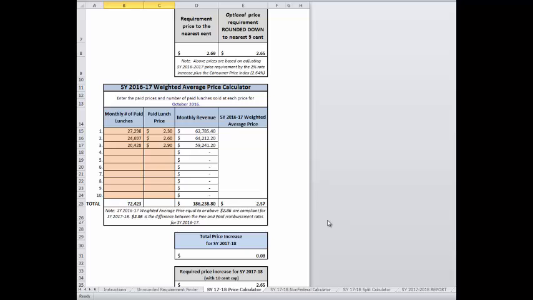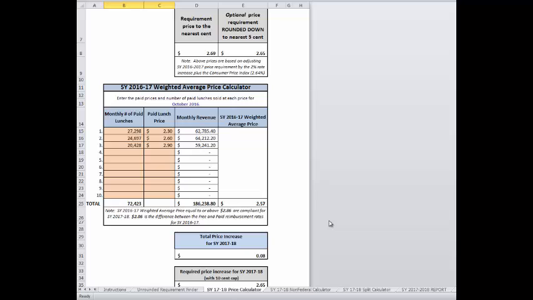Now, C&P Web can be a little fickle at times, so it's important that you double check this information for accuracy. There have been times when C&P Web has informed us that a sponsor only has 2 paid lunch prices when in fact it has 3. One for elementary school, one for middle school, and one for high school. So please make sure that the information presented in the price calculator box is correct. We want to make sure that your weighted average price calculation is correct.